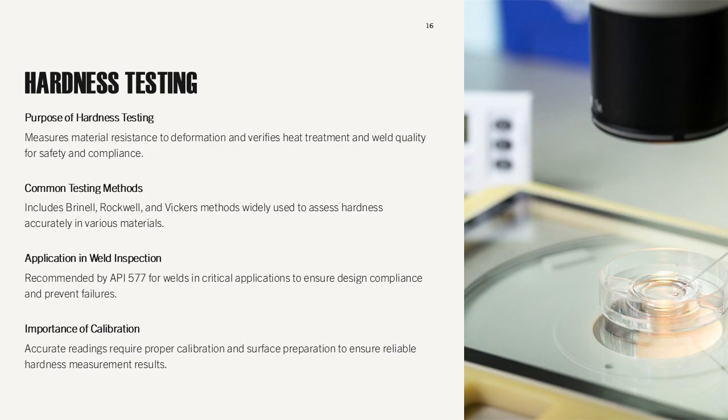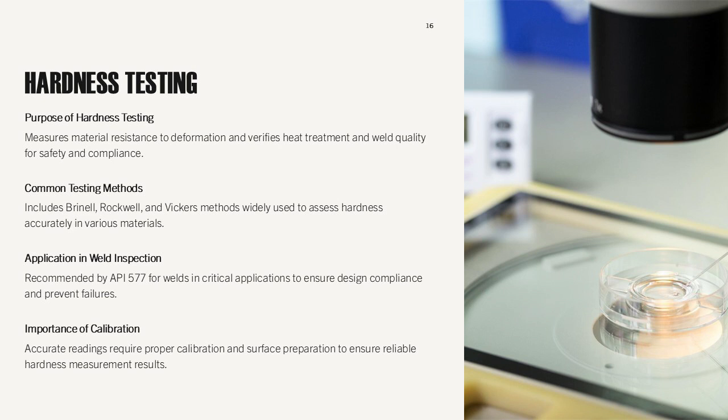Hardness testing measures a material's resistance to deformation and is often used to verify heat treatment and weld properties. Common methods include Brinell, Rockwell, and Vickers hardness tests. API 577 recommends hardness testing for welds in critical applications to ensure compliance with design requirements. Portable hardness testers allow on-site measurements, providing quick results.